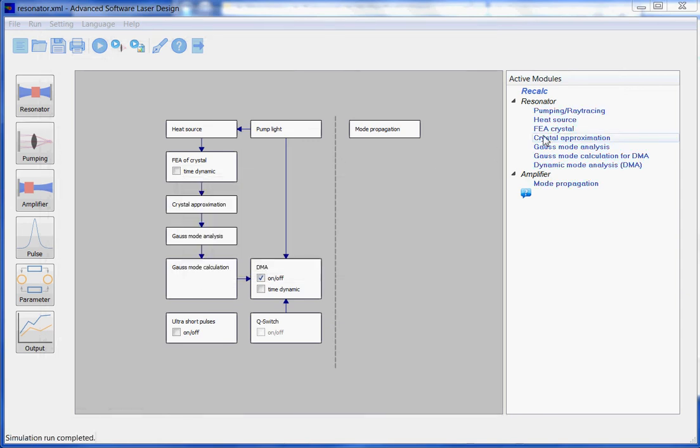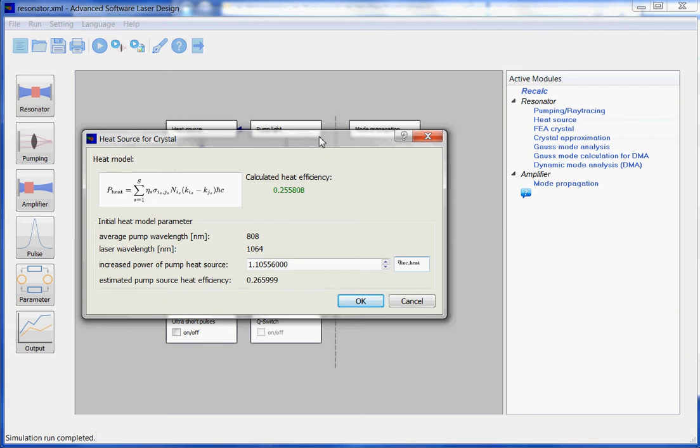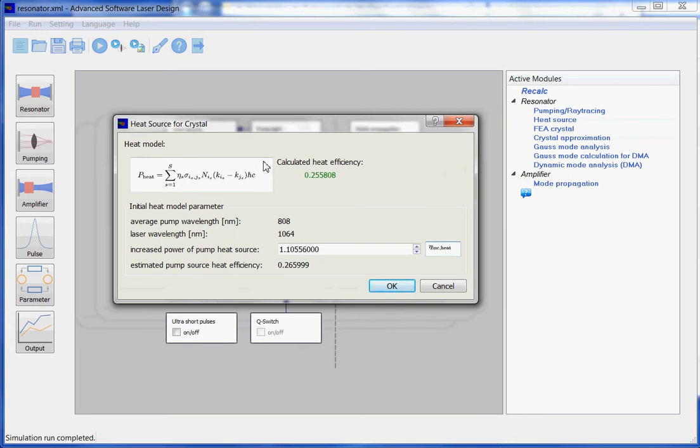Now let us see what kind of model ASLD used now. You can see ASLD uses a more complicated model, which is based on the transitions which we have from rate equations, and in this case ASLD calculates the heat efficiency coefficients. So this parameter, which was somehow an unknown parameter in the first two models, is now calculated by ASLD.